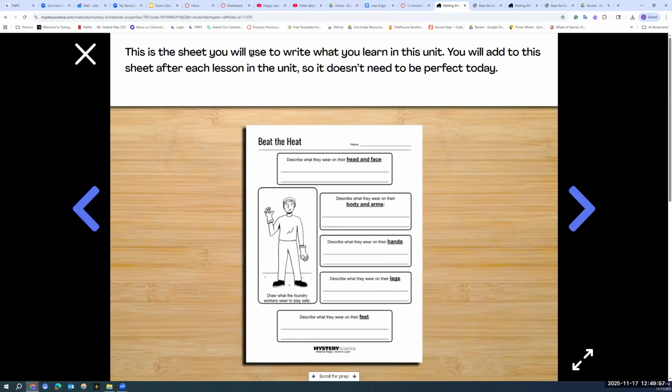This is a sheet you will use to write what you learn in this unit. You will add to this sheet after each lesson in the unit. So it doesn't need to be perfect, and also don't fill it all up today. Okay. So describe what they are wearing: their head and face, or what are they covering the body in, hands and legs and feet.